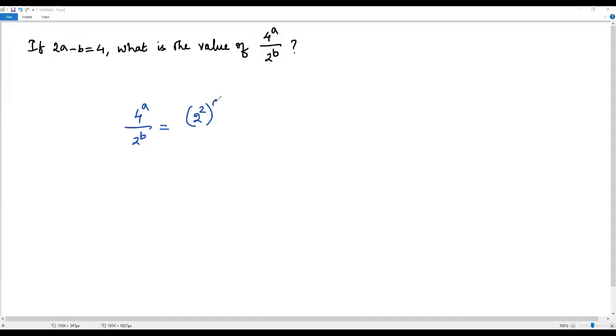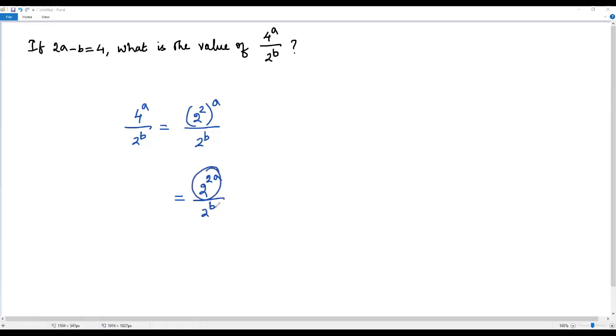The same exponent can be taken for this 2 square divided by 2 to the power of b. Then we get 2 to the power of... here we have base 2 and exponent 2, and for the complete stuff we have exponent a. Whenever we have two exponents like this, we can multiply the two exponents using the power of a power rule. When I multiply these two exponents 2 and a, I get 2a, that is 2 to the power of 2a divided by 2 to the power of b.